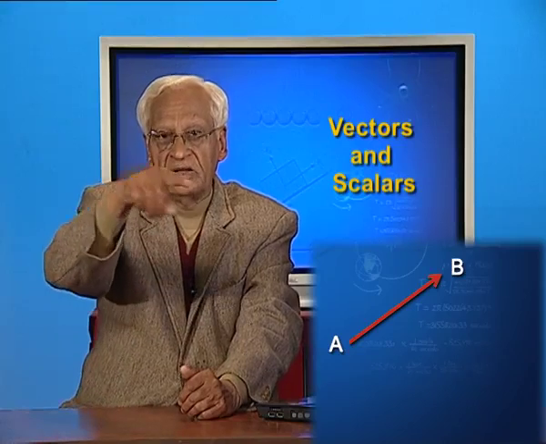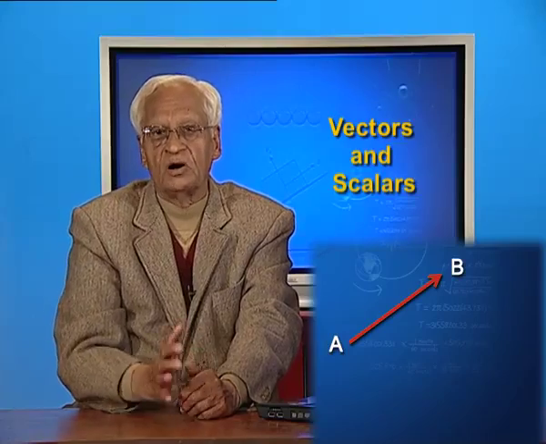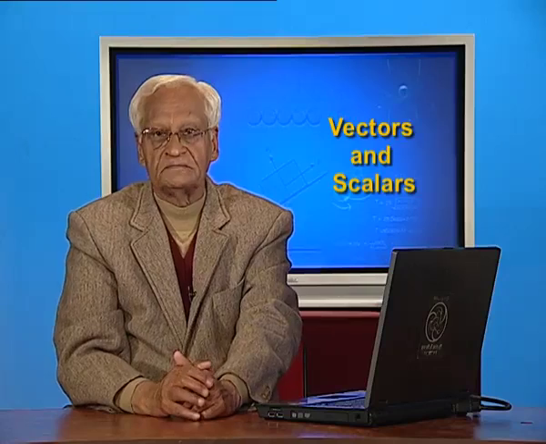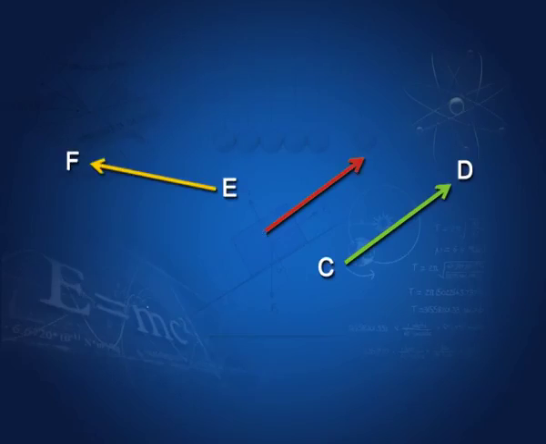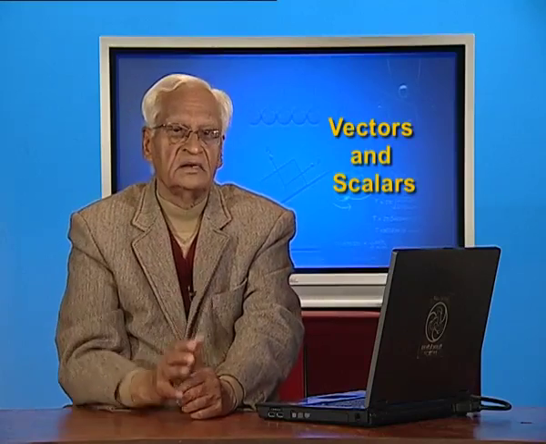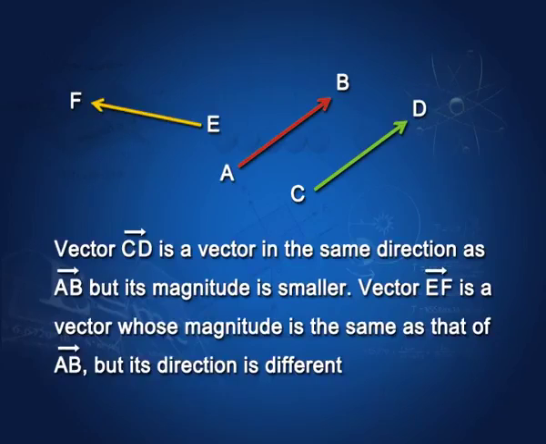B is the point where the arrow points. Therefore, B is called the tip or the head of the vector. Here I have drawn three vectors. Two of them, vector AB and vector CD, are parallel, but they have different magnitudes. Vector EF has the same magnitude as vector AB because the length of the line is the same, you can check, but its direction is different.